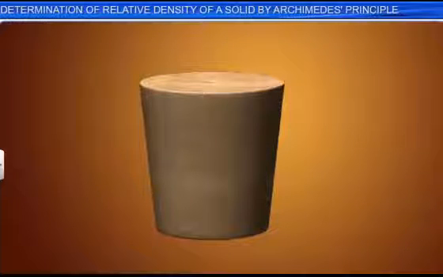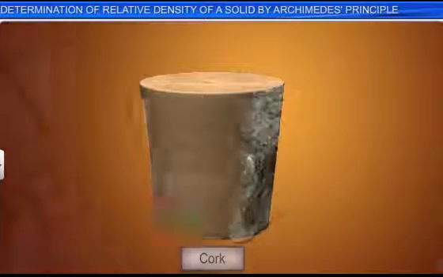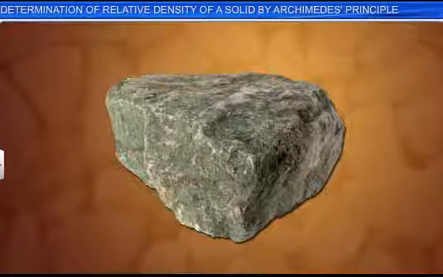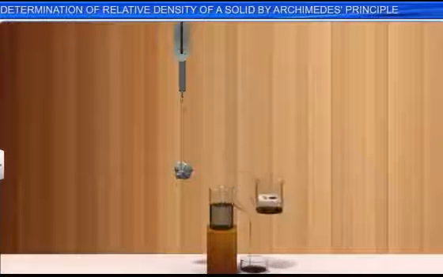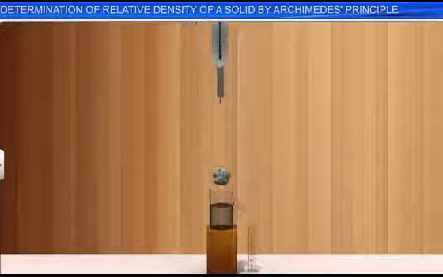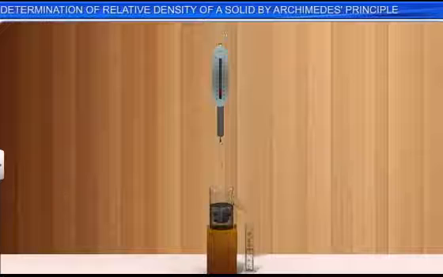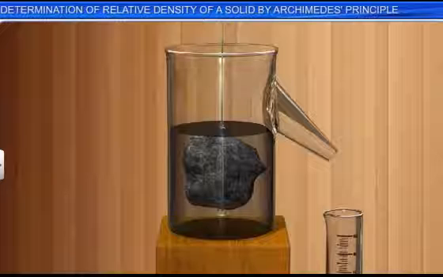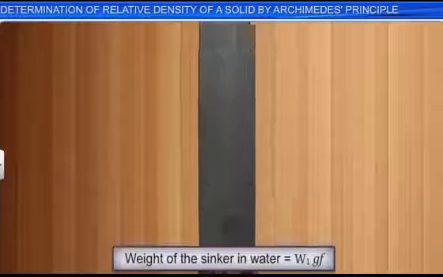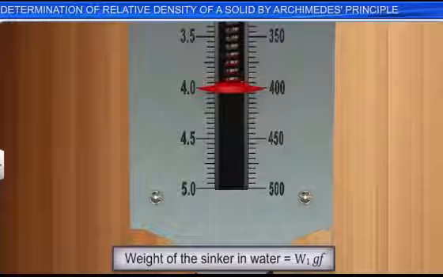Next, let us find the relative density of a solid that is lighter than water, such as a cork. For this, let us take a sinker, such as a piece of metal or stone. Now, take a vessel and fill it with water to the brim. Suspend the sinker with a thread into the vessel such that it is completely immersed in water. Now measure the weight of the sinker. Let it be W1 gram force.